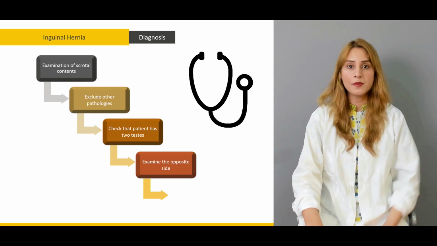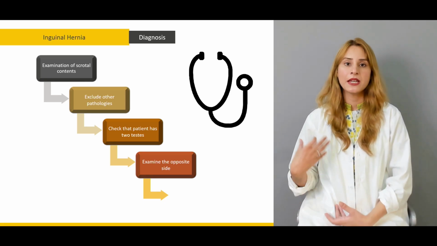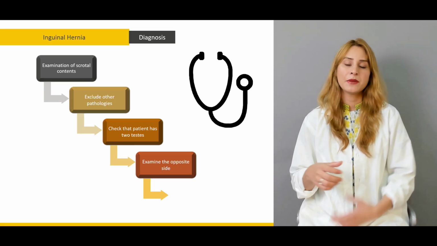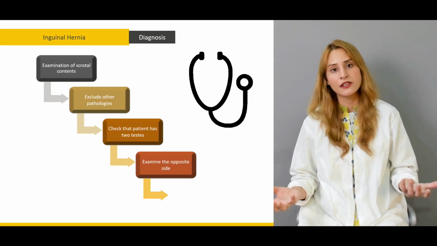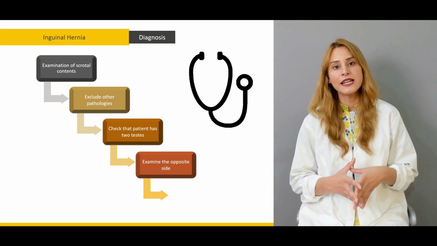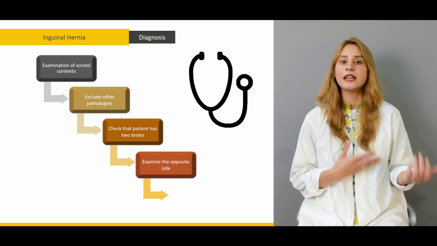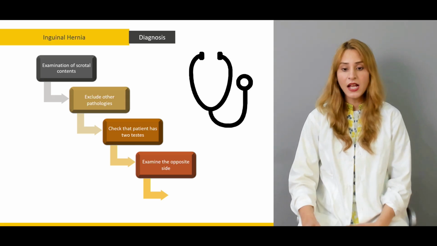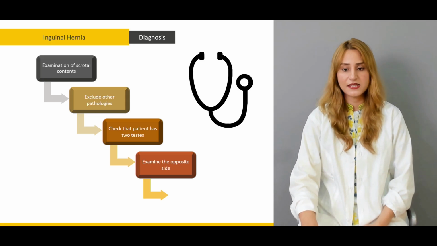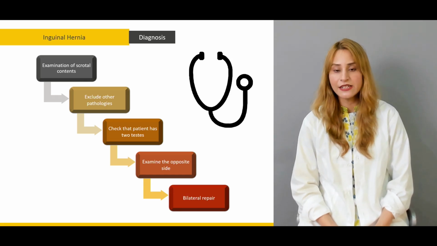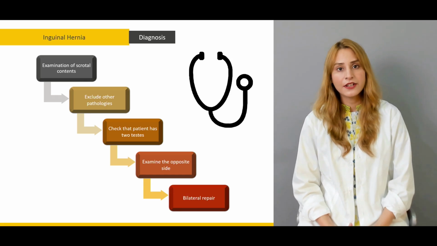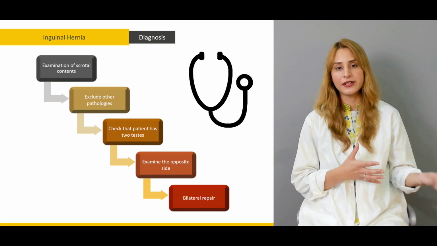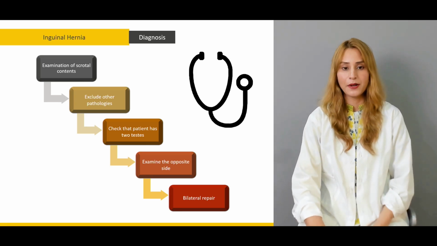And you have to examine the opposite side as well, because sometimes there are bilateral hernias. Maybe there is a small hernia that the patient didn't notice, maybe he has a prominent hernia on one side, but he also has a hernia on the other side, which is basically an occult hernia. So you have to look at the opposite side as well to make a proper diagnosis. And if there's an opposite hernia, you have to repair bilaterally. You repair the first one, and then you repair the second one as well. So you have to look at both sides.